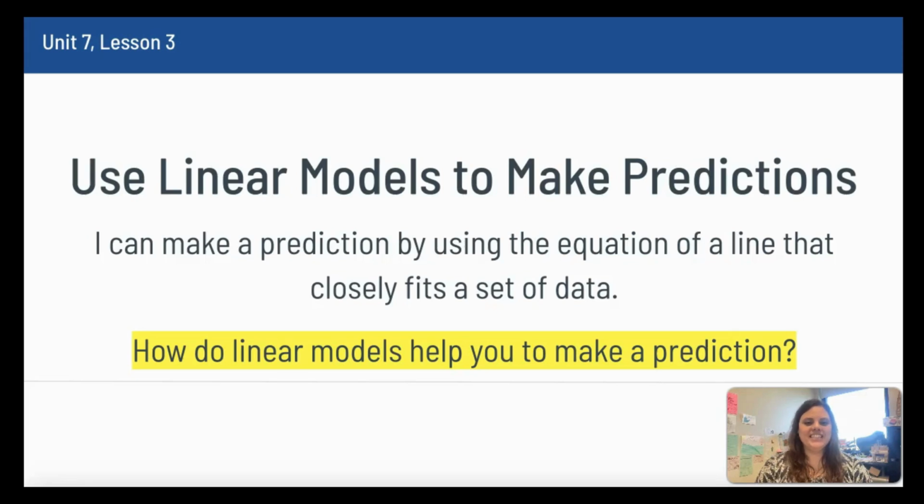Hey y'all, in this lesson we are going to look at using linear models in order to make predictions with scatterplots. We want to be able to say I can make a prediction by using the equation of a line that closely fits a set of data. So our essential question, highlighted in yellow, is how do linear models help you make a prediction?